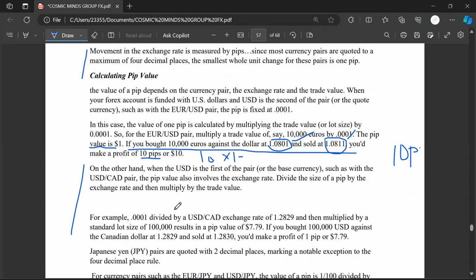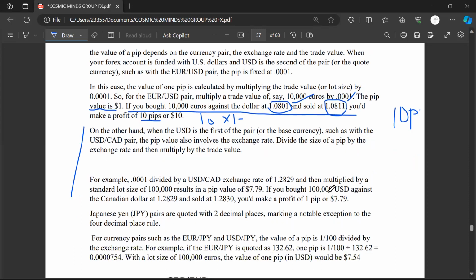Simple. Now, on the other hand, when USD is the base currency, what do you do? You do the reverse of whatever you did: you do division. So here, let's look at it. When USD is the first of the pair, the base currency, such as with the USD CAD pair, the pip value also involves the exchange rate, right? No problem. Divide the size of the pip by the exchange rate, and then multiply by the trade value.